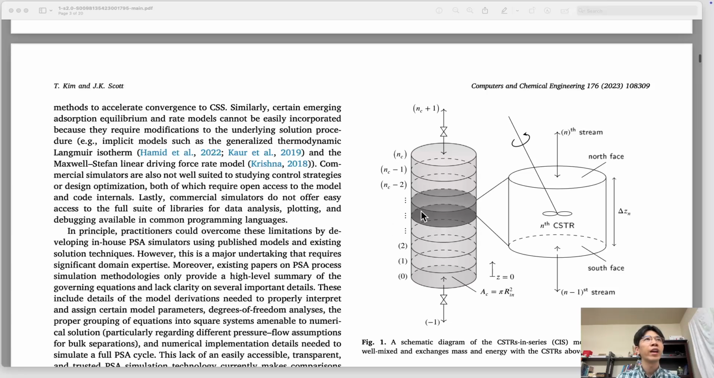However, the more volumes you add, of course, the computational cost will increase. So depending on your application, you need to determine the right number of CSTRs, or the number of discretization points.